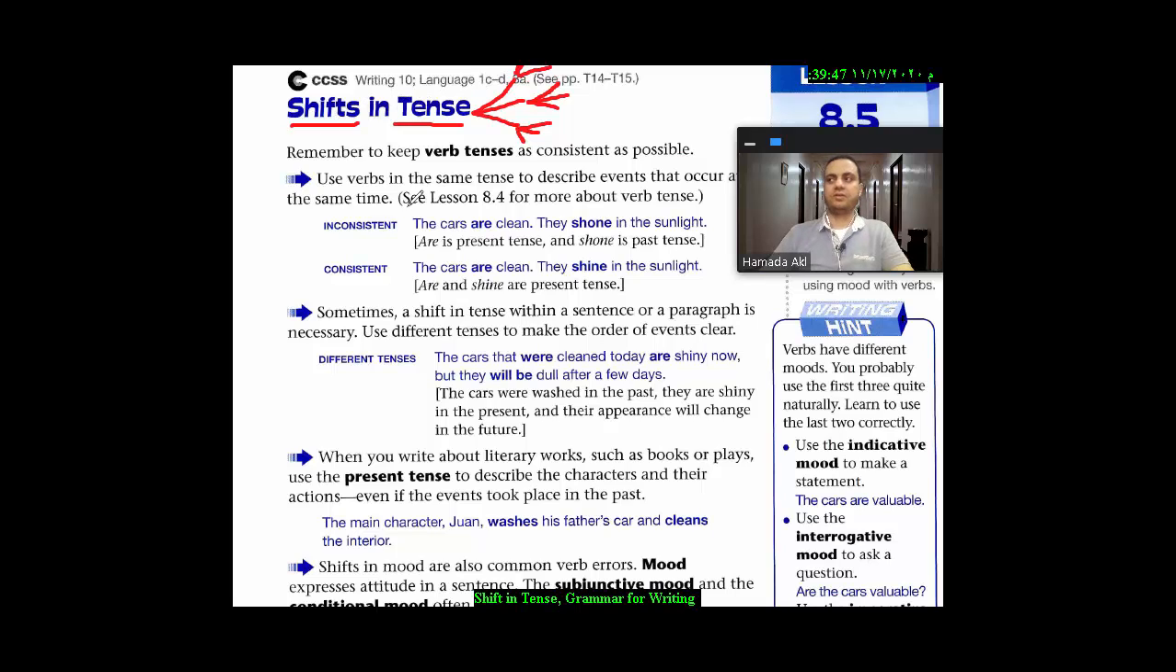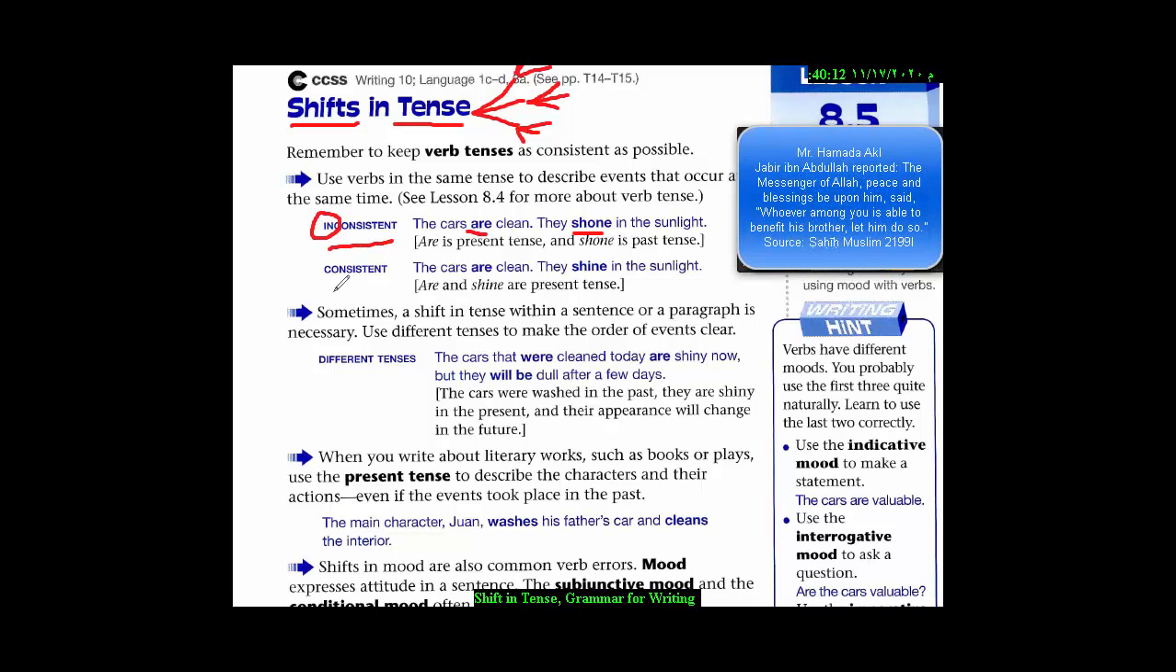When you're writing, do we have to keep using the same tense? Sometimes yes, sometimes no. Let's see how. In this example, the cars are clean. Which tense is this? Are is present. They shone in the sunlight. Shone is which tense? It's past. So present, past. That is inconsistent tense.